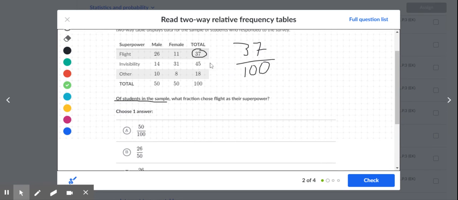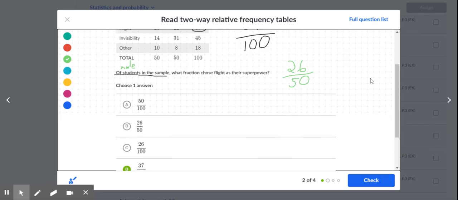As an alternate question, what if they had said of male students, how many chose flight as their superpower? Well, that would be 26 male students out of 50 male students, and we would have answered B for that one instead. Right? So be careful, read carefully.